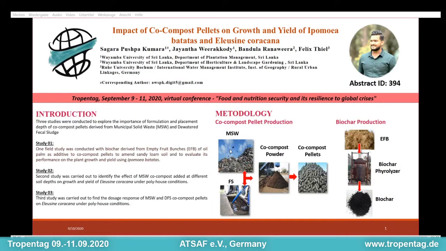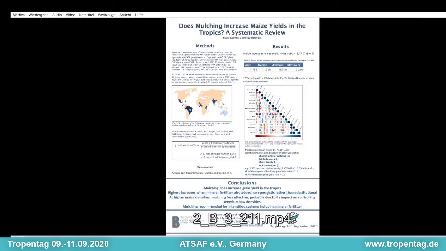In that case, if you allow me, while we are sorting out the technical issue with Sagara on his paper on the impact of co-compost pellets, we will switch to Laura. Laura, are you on? Yes, I'm here. Okay, so Laura Kuonen is from the Bern University of Applied Sciences, and her paper is co-authored by Lindsay Norgrove, and she's looking at mulching, or does mulching increase maize yields in the tropics? So it's a review paper, and now Sagara has shared his screen. Sagara, please undo the screen sharing, because we are first starting with Laura, because we have a technical issue getting your sound system going. So just please stop sharing your screen for the moment, and we'll rather have Laura do that to start.